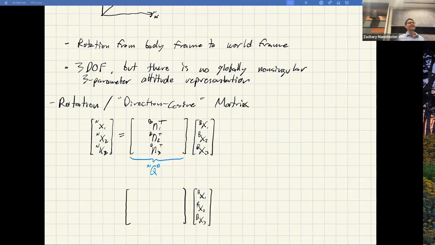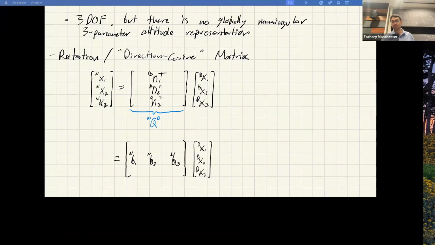Anyone want to take a guess? It's the basis vectors in the other direction. Yeah, exactly. So they're the B frame basis vectors written in the N frame components. So this is B1 in N, B2 in N, B3 in N, where they're the basis vectors the other way. Kind of cool. So either way you look at it, it's the basis vectors of one frame expressed in the other coordinate frame, and you're just doing a bunch of dot products.